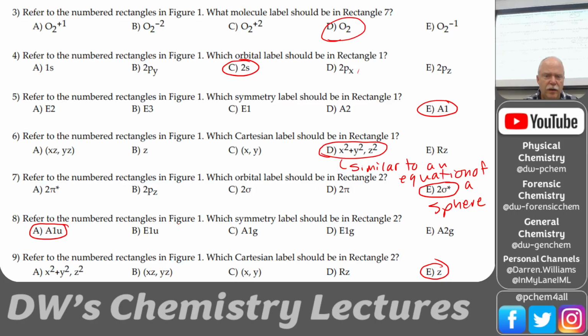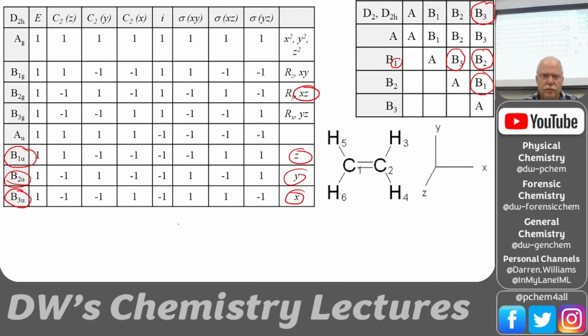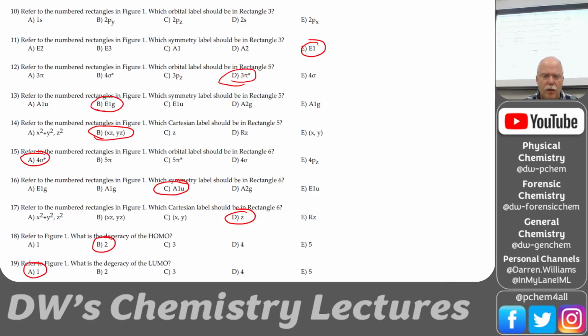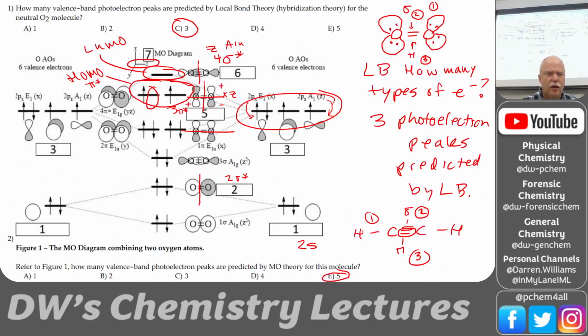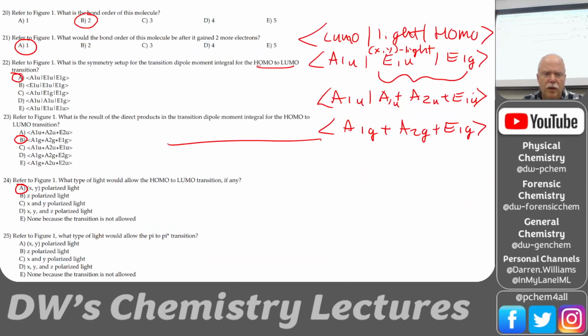Let's see if we thought we did that one. We did that one in this molecule. Okay, so the pi to pi star is E1U to E1G. Okay, so E1U to E1G.